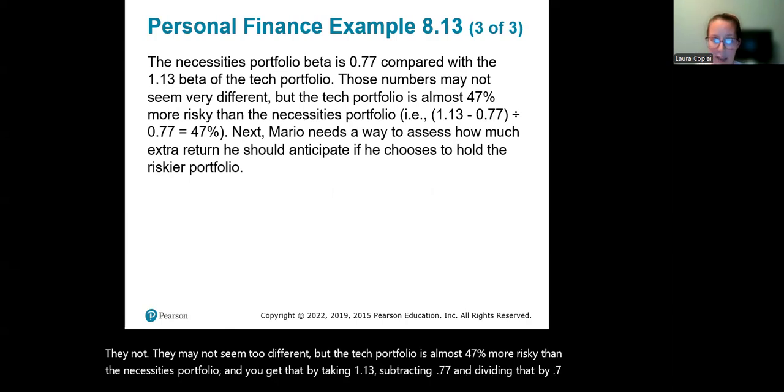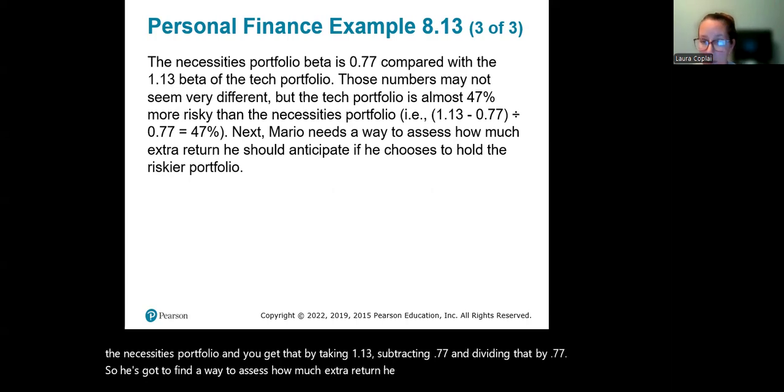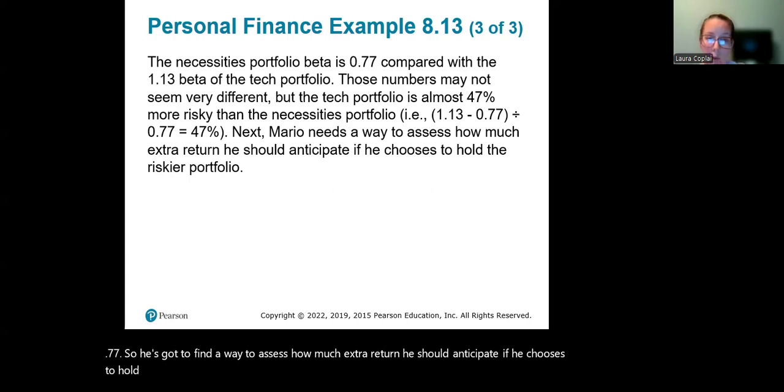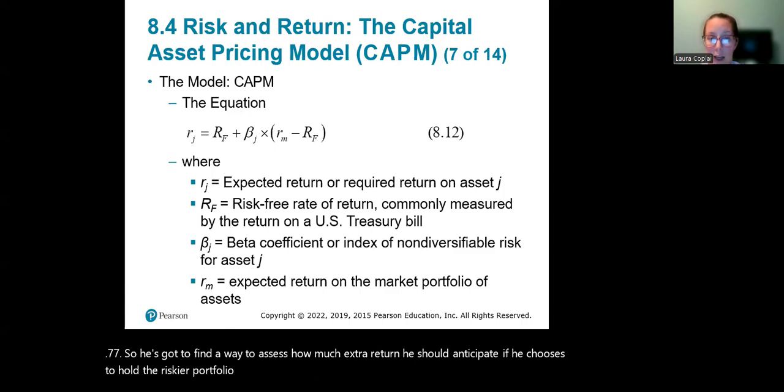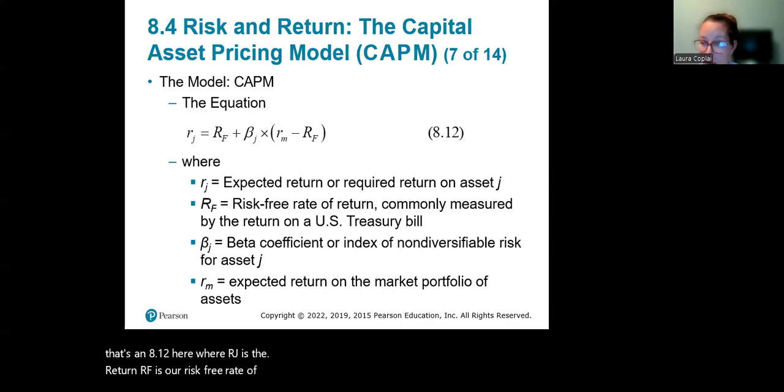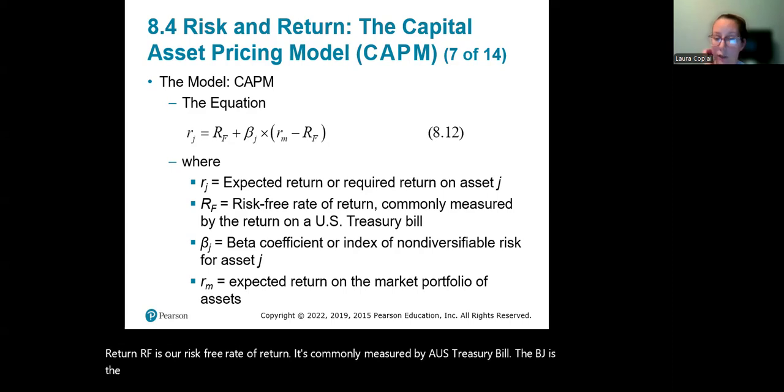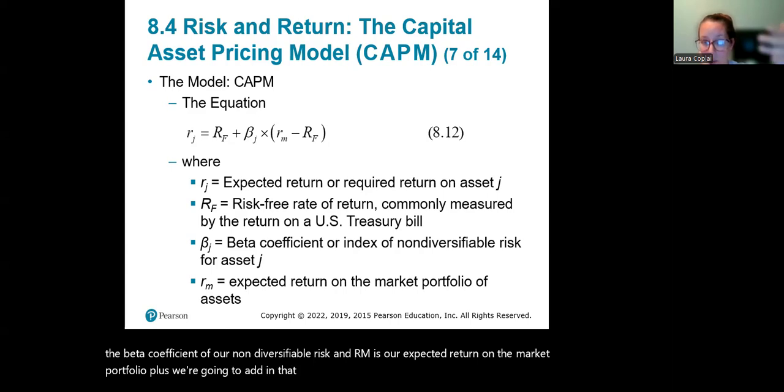So he's got to find a way to assess how much extra return he should anticipate if he chooses to hold the riskier portfolio. So with that, we're going to look at the CAPM equation. So that's in 8.12 here, where our J is the expected return. Our F is our risk-free rate of return. It's commonly measured by a U.S. Treasury bill. The BJ is the beta coefficient of our non-diversifiable risk. And RM is our expected return on the market portfolio. Plus, we're going to add in that risk-free rate of return again. We're going to take that out of our market portfolio return.